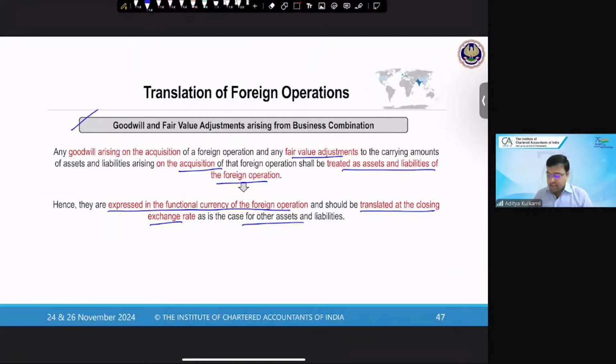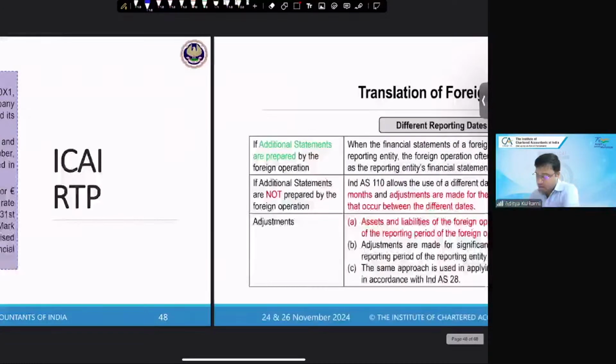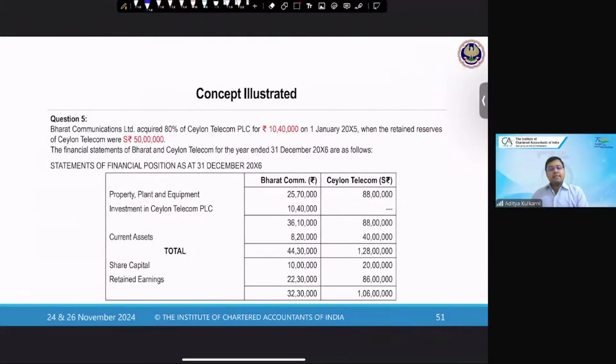Any doubts so far in this slide? No doubts? Okay. I will leave this for you for homework. You can try this after consolidation gets done. Okay, now all set. Have you understood till now? Yes, sir. Shabbir, Hemant.